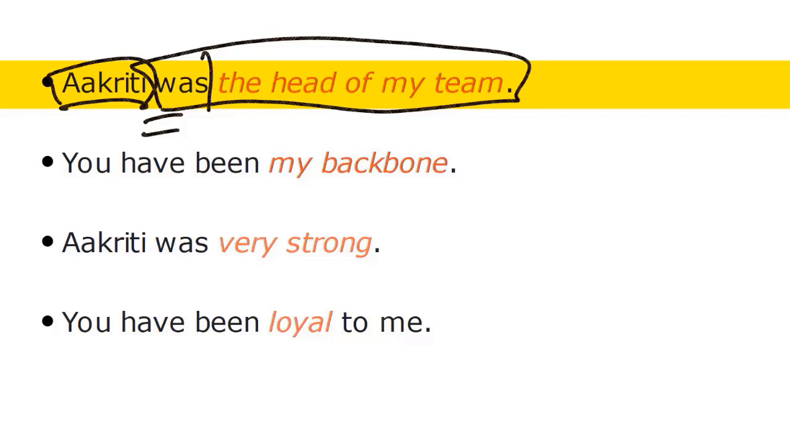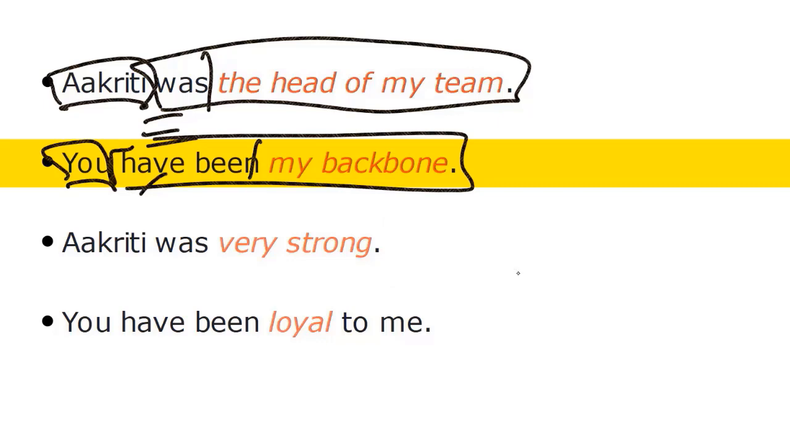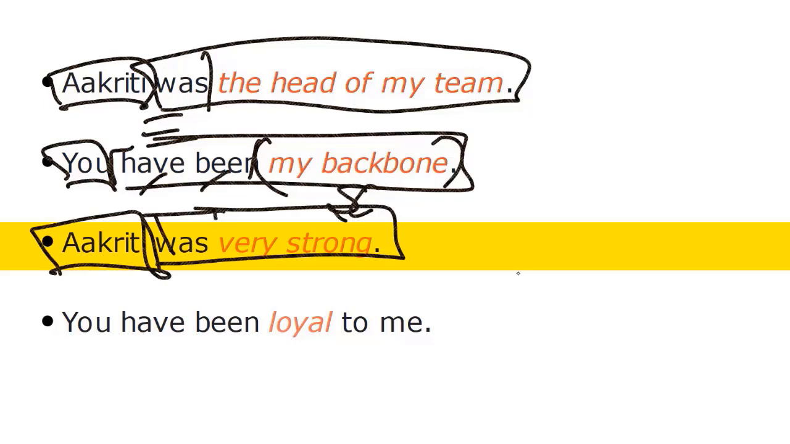All right. You have been my backbone. You, subject, have been my backbone, predicate. Have been, verb phrase, right? Have, auxiliary, been, main verb. My backbone, subject complement. You have been what? My backbone, right? Subject complement, renaming it. It can be an adjective as well. Akriti was very strong. Predicate, was, linking verb. Akriti was very strong, right? Adjective phrase, we are describing the subject using an adjective phrase. It can simply be an adjective. Akriti was strong. It can be a prepositional phrase as well.